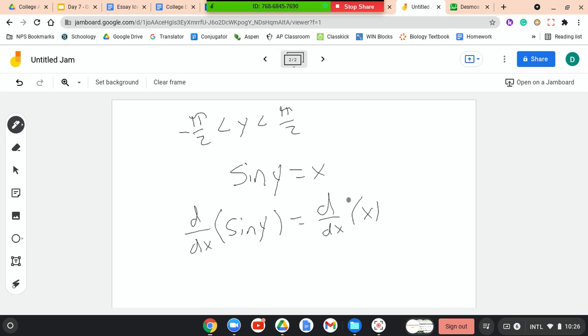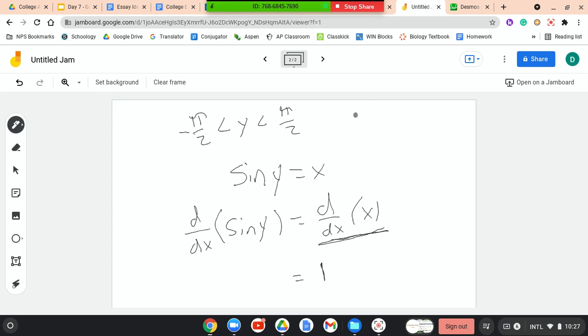The right side is probably the easiest to do. Can we simplify the right side first? The derivative of x is just 1. The left side is a little harder, because we have these y's here.